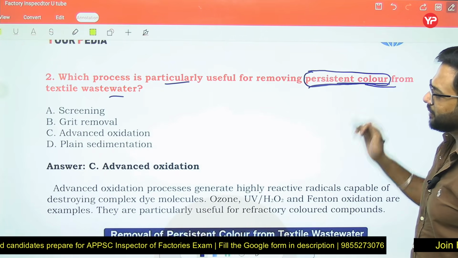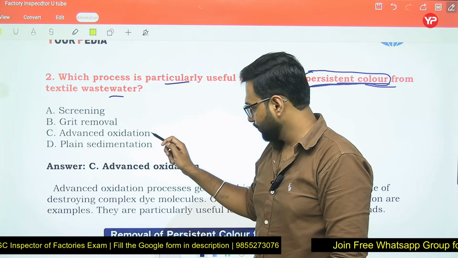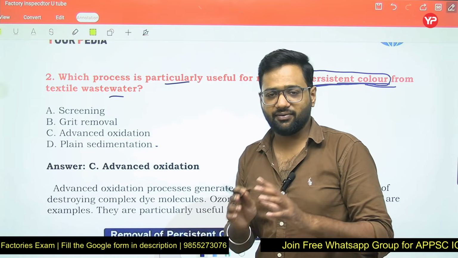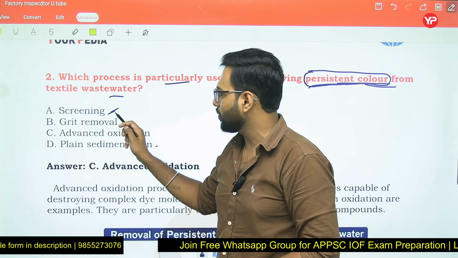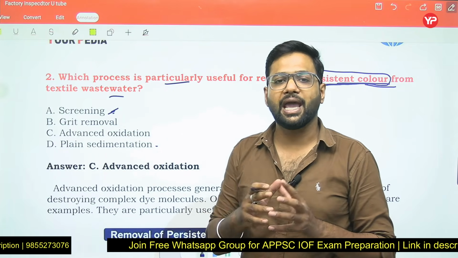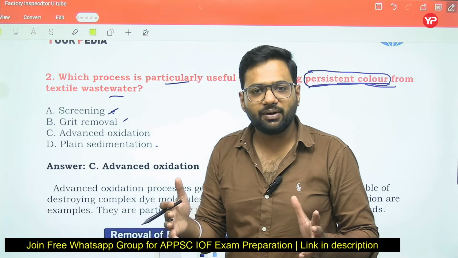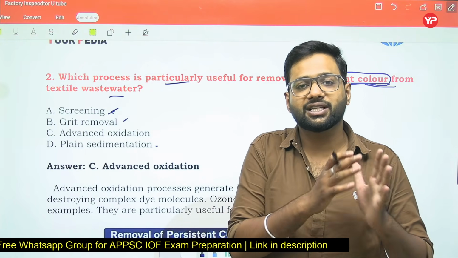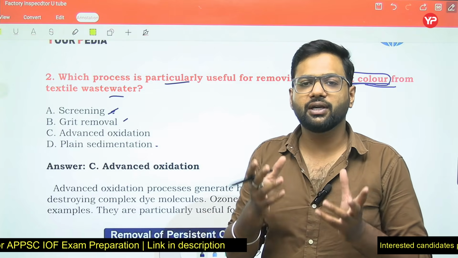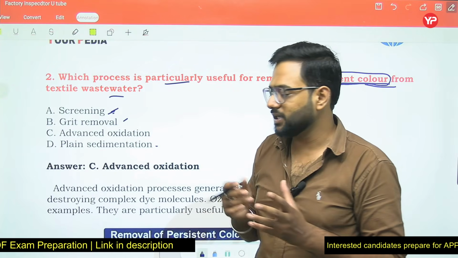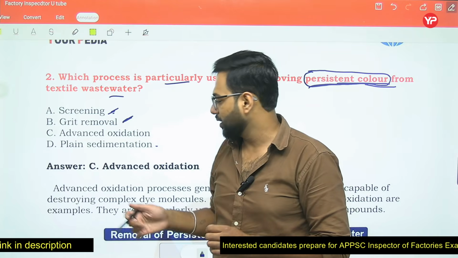So which methods are basically used? So friends, screening, grit removal, and plain sedimentation we have discussed in the classes. Screening process we generally use for the removal of the heavy suspended solids, and we have a grit chamber for the removal of the inorganic suspended particles, or for the removal of the grit particles. So these grit chambers basically remove the grit particles.